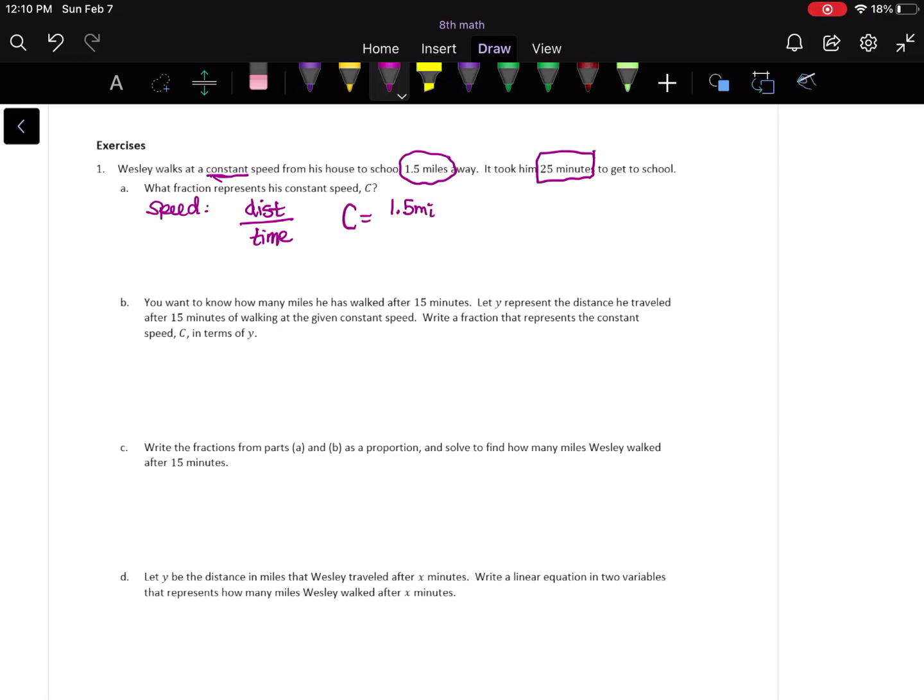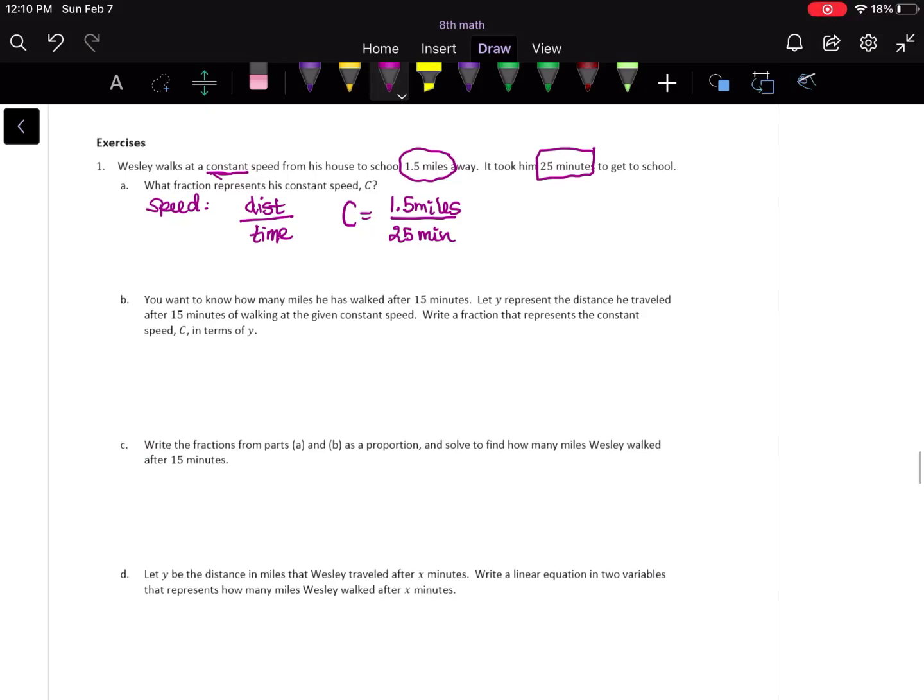So I'm going to take C, which equals 1.5 miles divided by the 25 minutes it took Wesley to walk. Now I could adjust this to write it as a fraction without any decimals by multiplying the numerator and denominator by 2, and that obtains the equivalent fraction 3 divided by 50, 3/50 miles per minute.